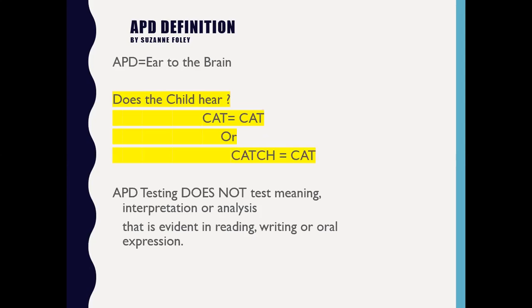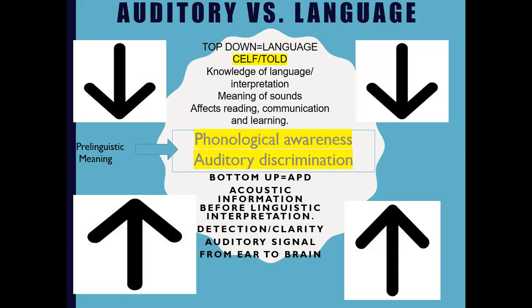So if you have a speech pathologist working on higher level skills, or a teacher working on academics, more of a top-down skill, and they're not making progress, it could be because the bottom-up signal is not clear and the student is not hearing the information clearly. So we want to make sure we're not missing out on that bottom-up phenomenon.